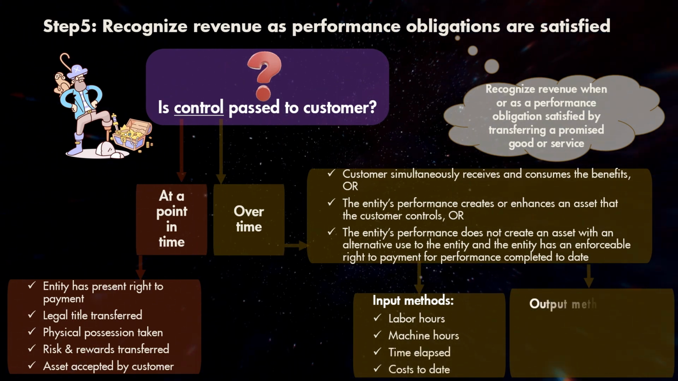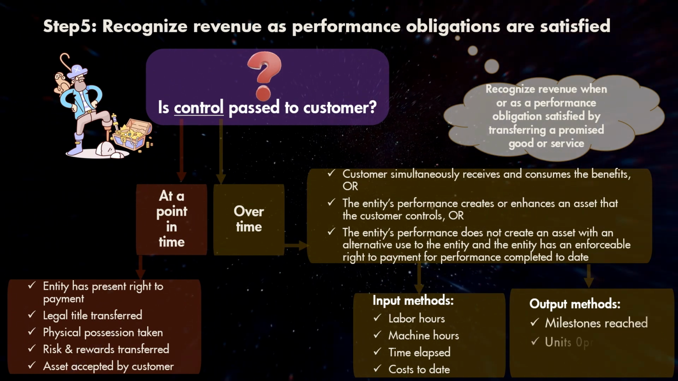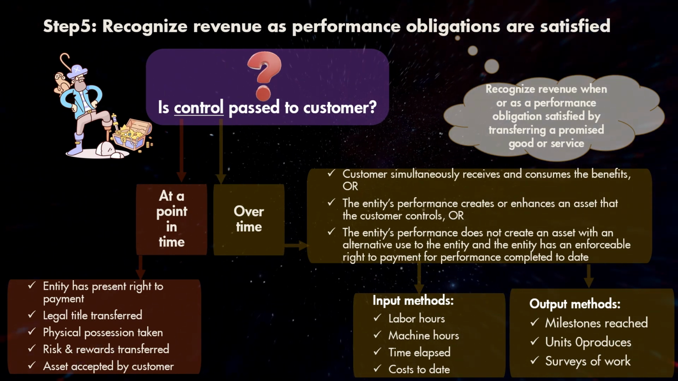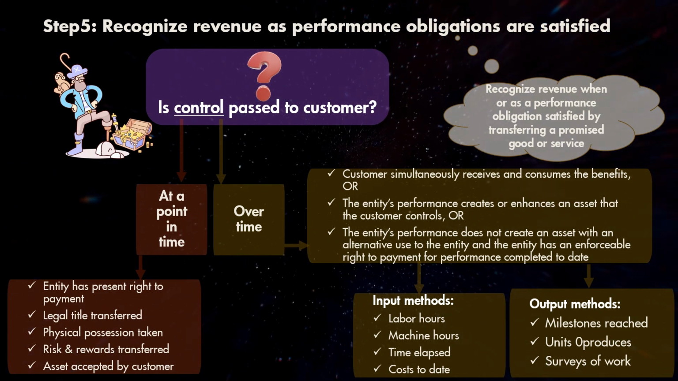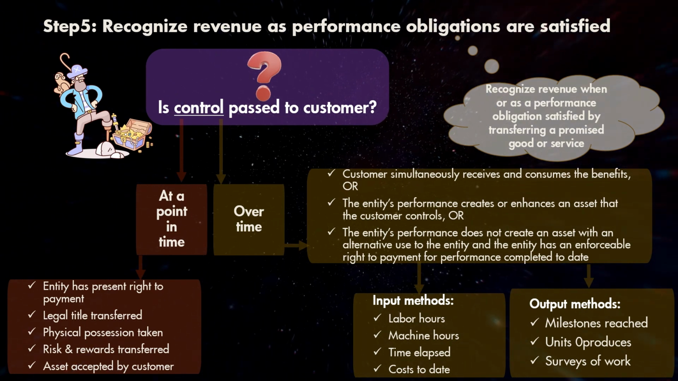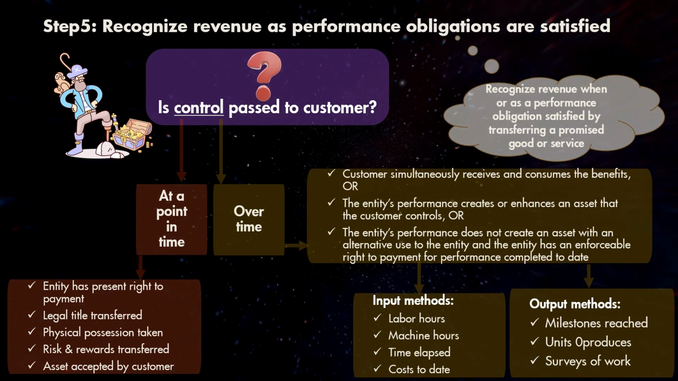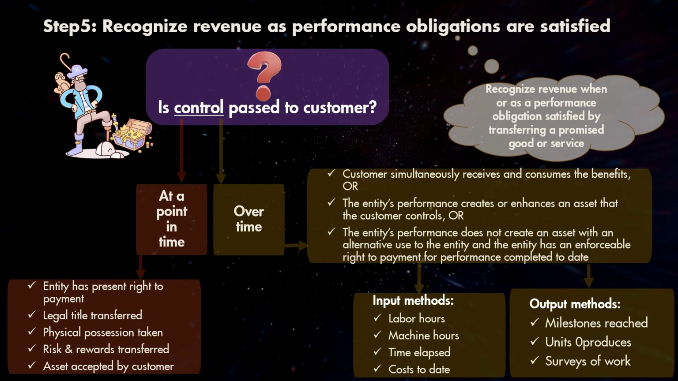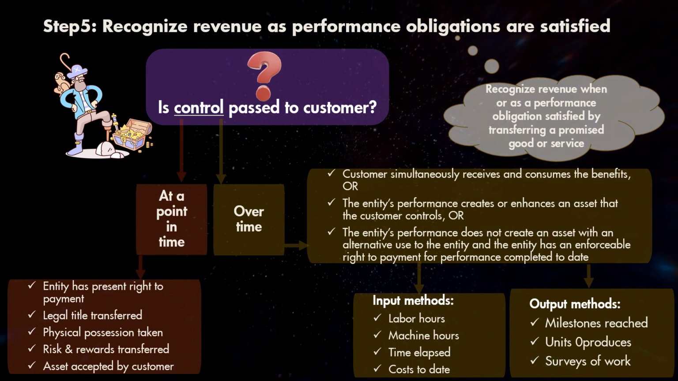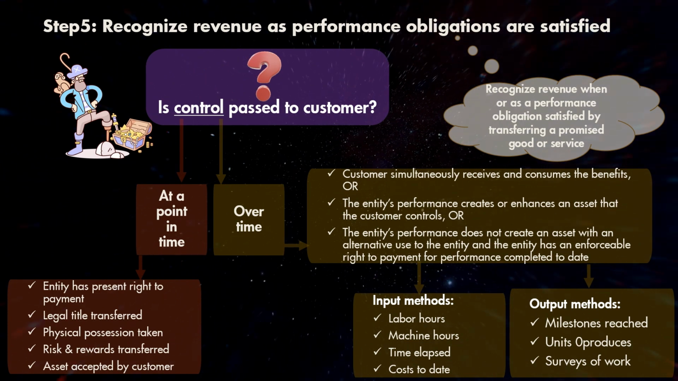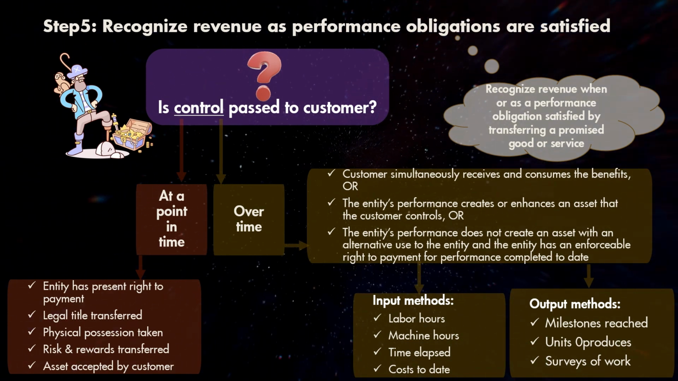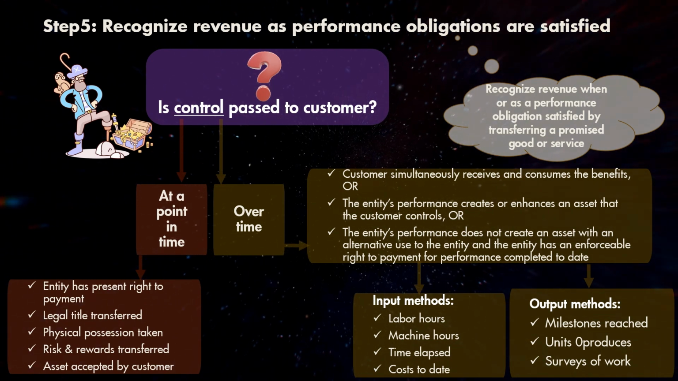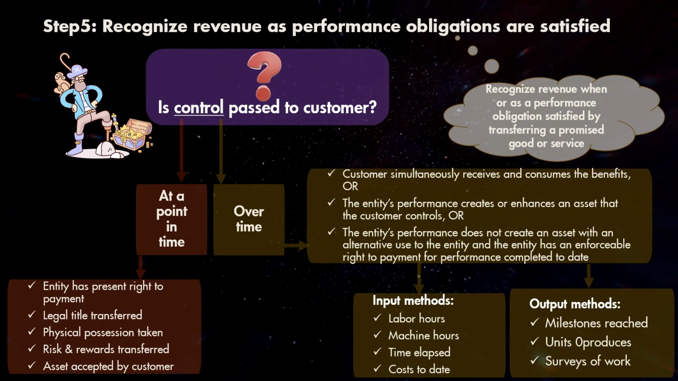If the revenue is to be recognized over time, IFRS 15 offers two methods to measure progress. This is a choice, but should be applied consistently across performance obligations. First, the input method, which includes considering labor hours, machine hours, time lapsed, cost incurred to date, etc. Second is the output method, which includes milestones reached, which could be the example of real estate construction contracts, or other output methods like units produced, survey of performance to date, etc.